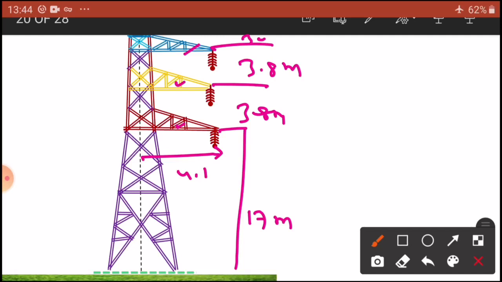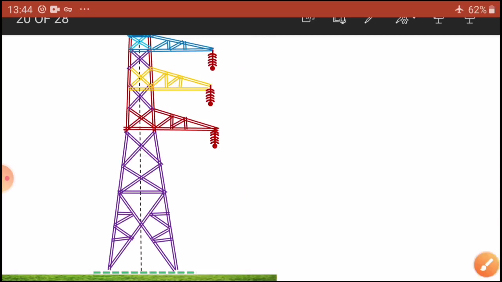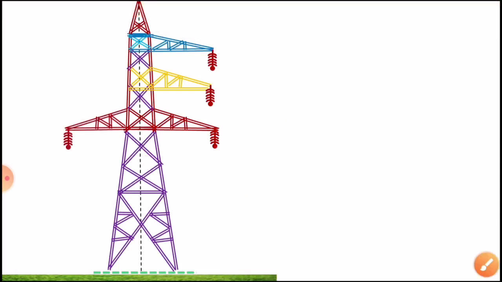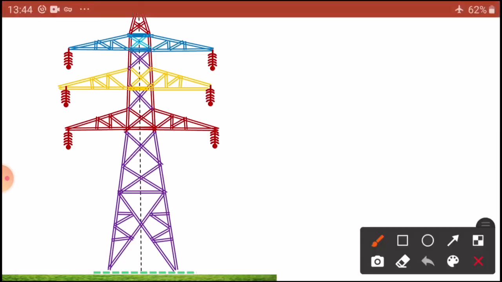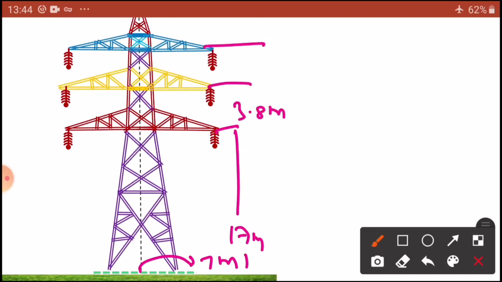The remaining circuit on this side I am going to draw the same, at the same position. Now draw it. Next R phase, Y phase, B phase. So the total circuit is completed. After drawing this, you indicate the lengths: this is 7 meters, this is 17 meters, this is 3.8 meters, 3.8 meters, and 3.4 meters.